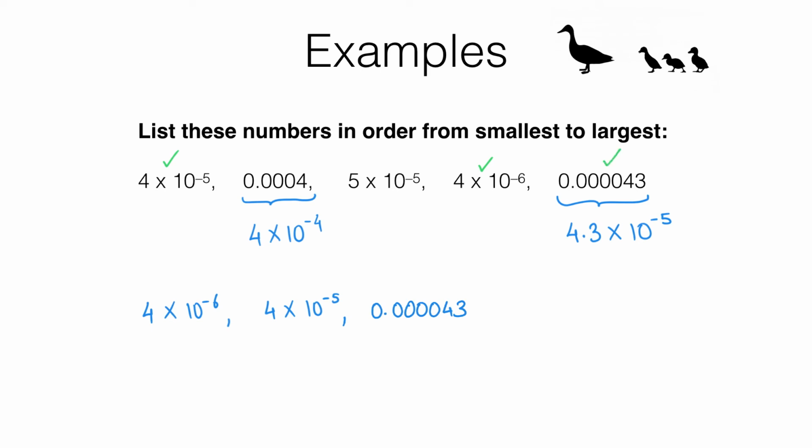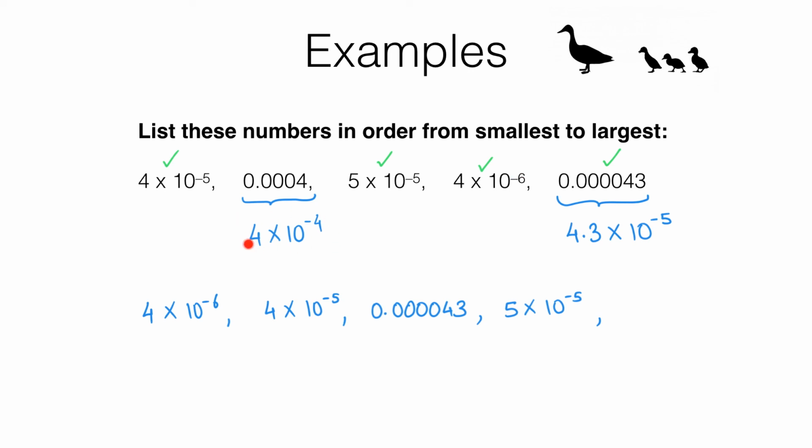And that means the next one is going to be 5 times 10 to the power of negative 5. That was the only other one that was still with a power of 10 to the negative 5 in it. And then the largest number in this list is the one that we've got left, 4 times 10 to the power of negative 4. So that's got the highest of all the indices. It's negative, but it's still higher than negative 5 and negative 6.